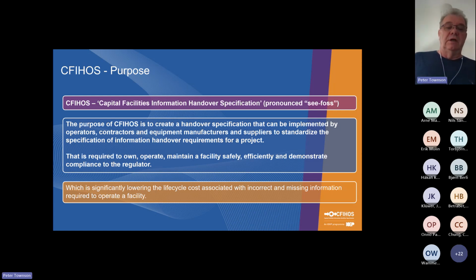Another thing, as I say, it covers the whole life cycle, and should be applied very early on in a project and go all the way through the various project phases into the operate phase, and also into the disposal or decommissioning phase.